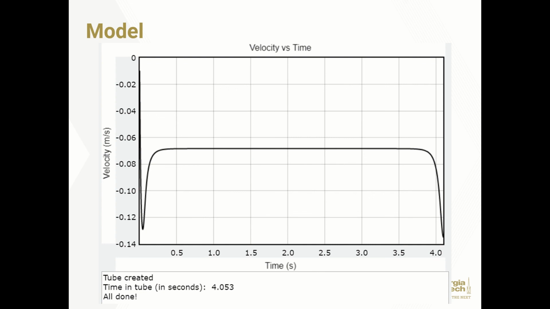This is a velocity versus time graph for the magnet. From this, we can see that while in the tube, the magnet pretty much had a constant velocity. The total time it took for the magnet to fall through the tube was 4.053 seconds. This is much longer than the 1.544 seconds that was experimentally determined.